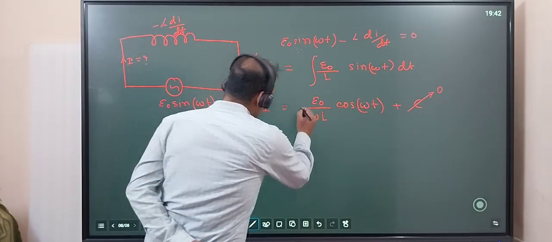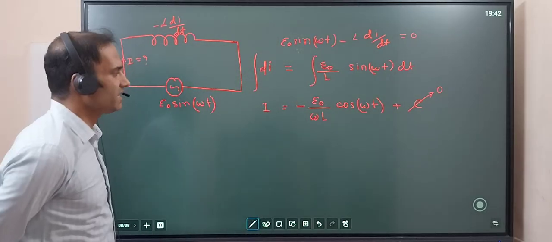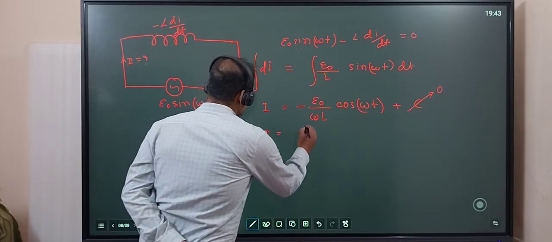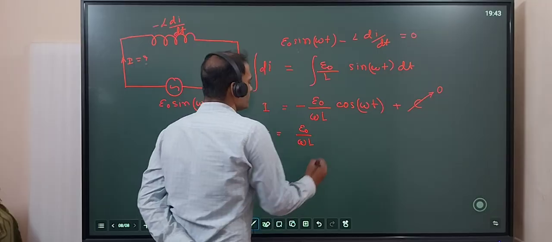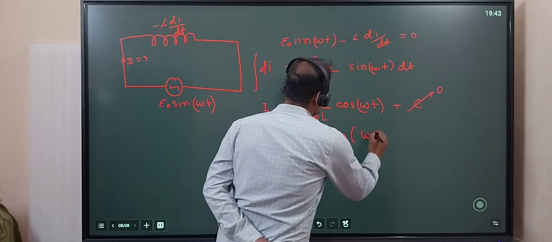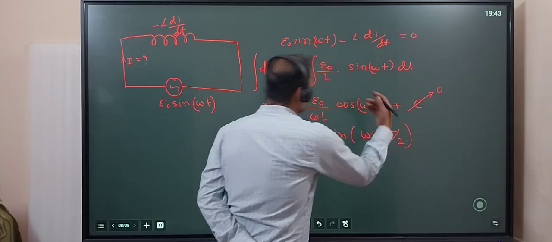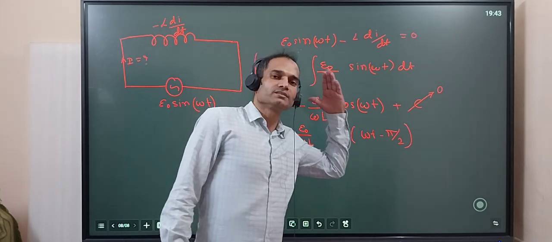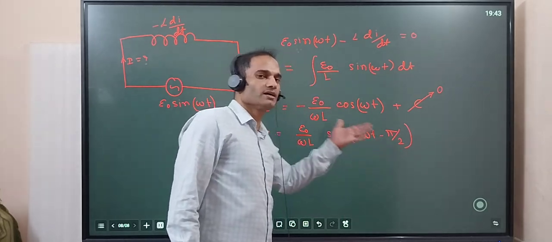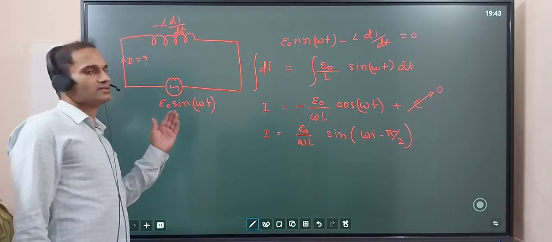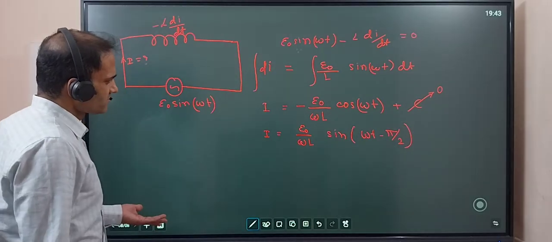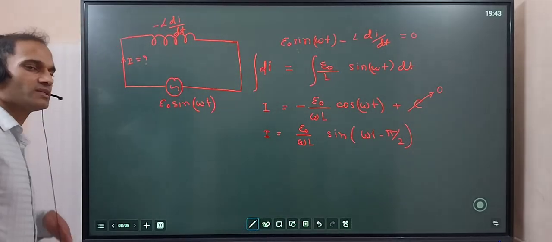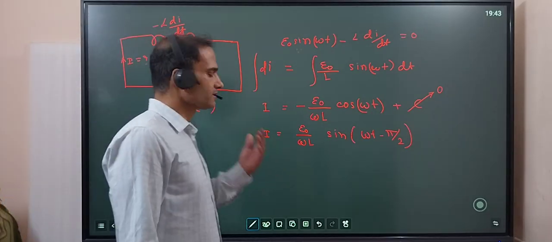Now I'm making a mistake. We have a minus here, so I will be E naught by omega L, and I will write it this way: sine omega t minus pi by 2. In the previous one, in capacitance, current was leading. Here current is lagging, so we will make a graph and try to understand why.